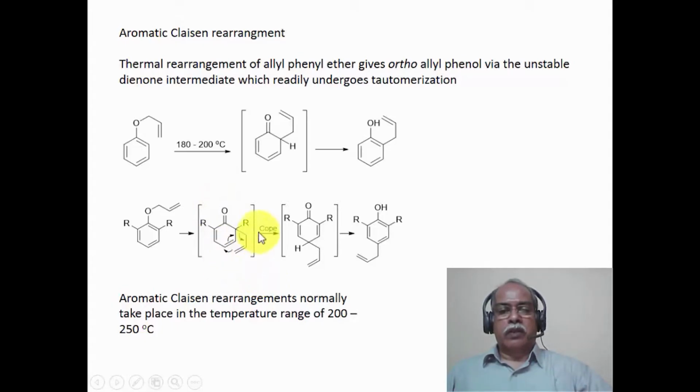However, it can undergo further Cope rearrangement under the reaction condition to the para position. In other words, the allyl group is shifted to the para position, and from the para position, of course, you have a hydrogen which can undergo keto-enol tautomerism to give the para allyl substituted phenol. Suppose if there is no hydrogen in the para position also, then the dienone systems that are formed are isolated as the product. The aromatic Claisen rearrangement normally takes place in the temperature range of 200 to 250 Celsius.